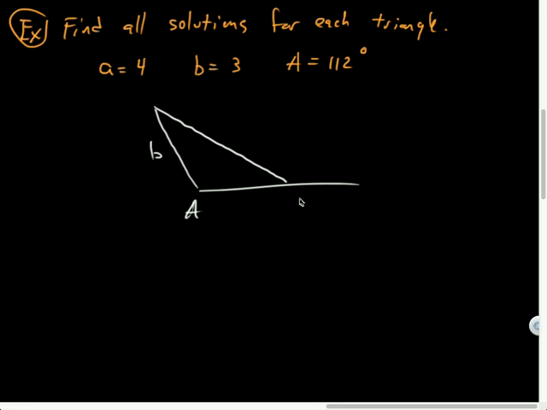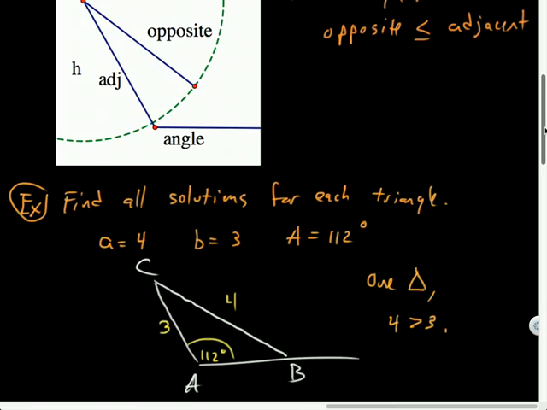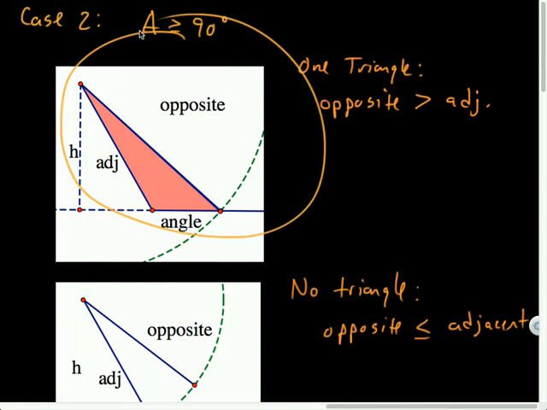If this is side B, then angle B must be over here, right? And then I'll just call this angle C. And so I've got a 112 degree angle. My side B was 3, and my side A, the opposite, was 4, right? So how many triangles exist, and how do you know? Because 4 is greater than 3, right? The opposite is greater than the adjacent. So we are in this situation here, right?